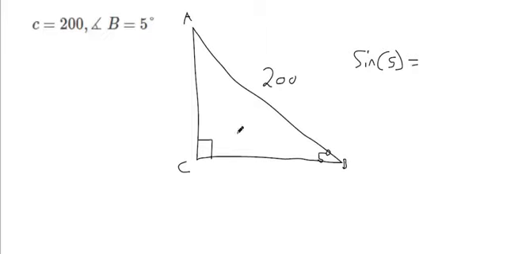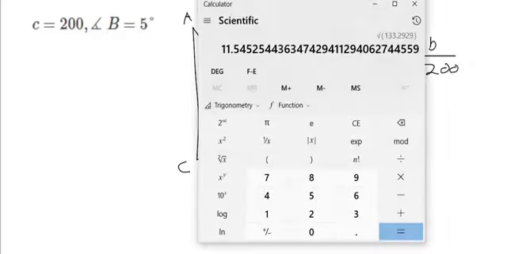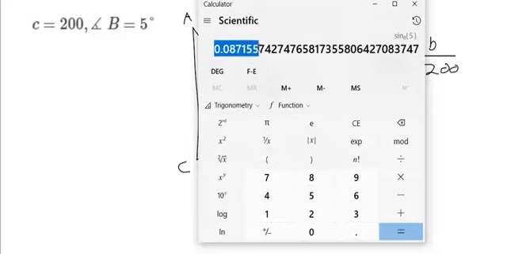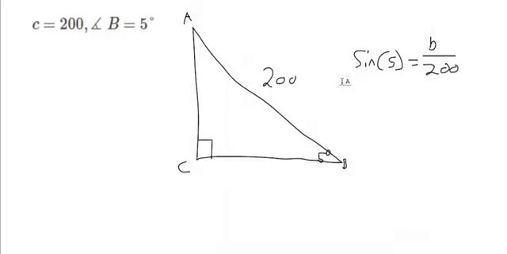So sine of 5 equals the opposite of angle B, according to my labeling. So that would be lowercase b, divided by the hypotenuse of the triangle. Okay, so now we have an equation to solve for b. We can figure out what sine of 5 is. So 5, trig, sine, there it is. It carries out a bunch of decimals.